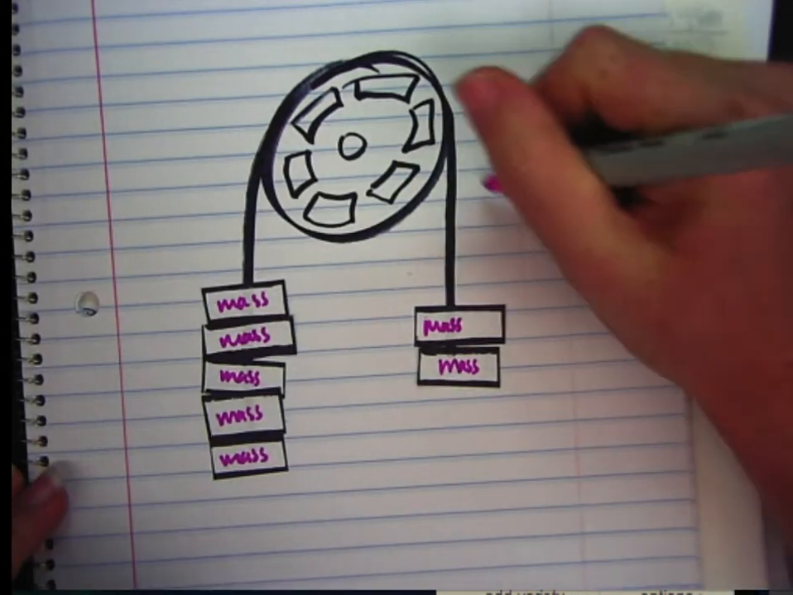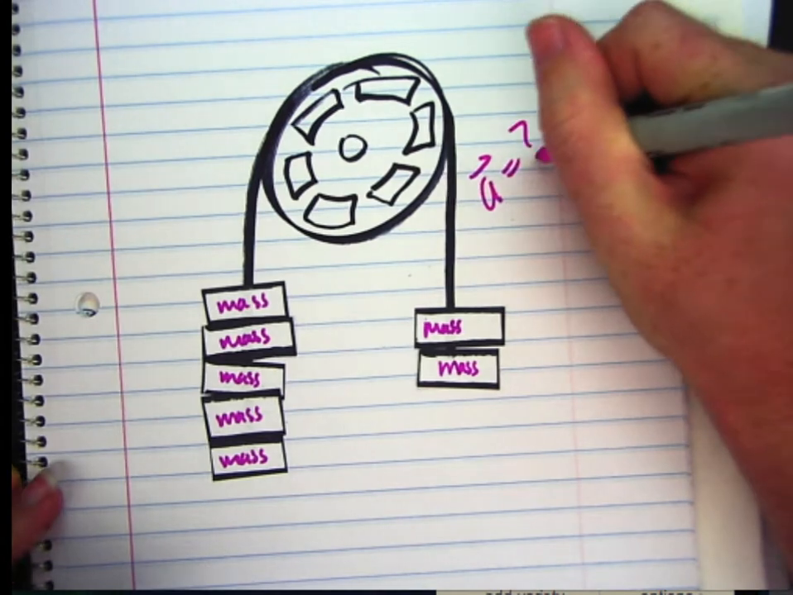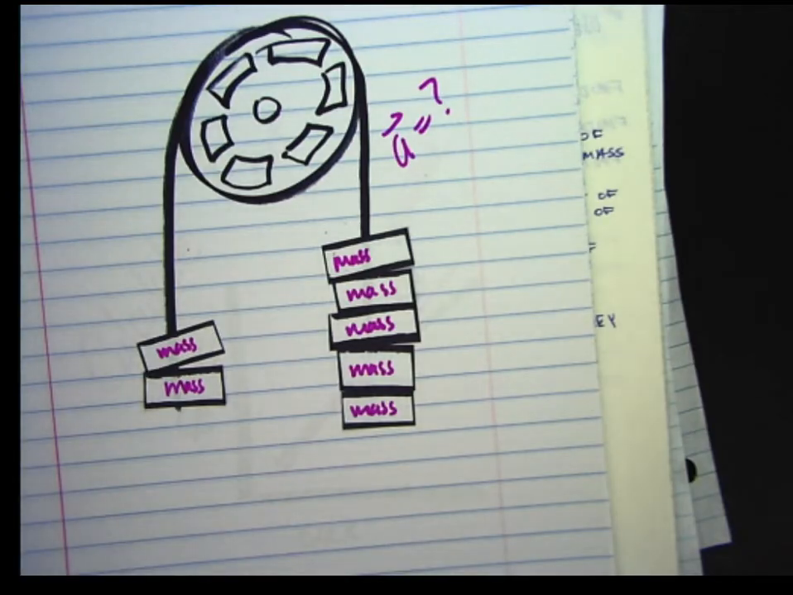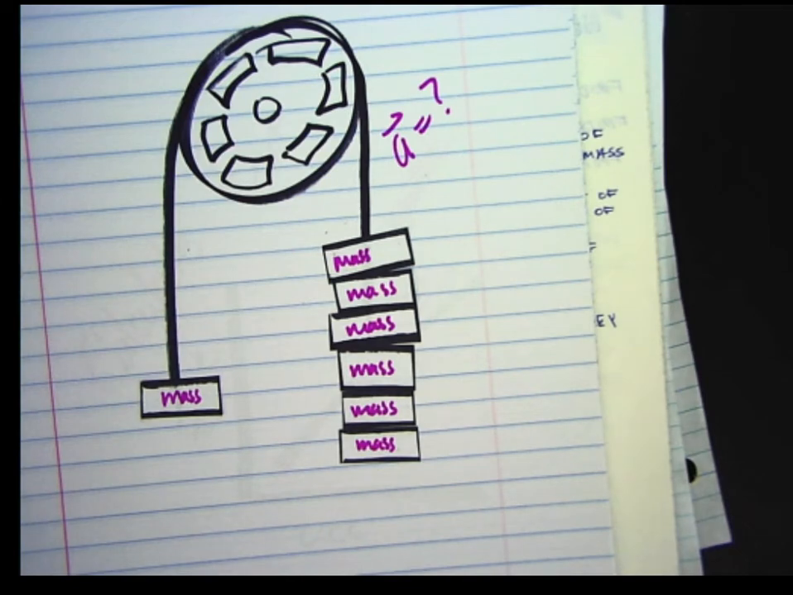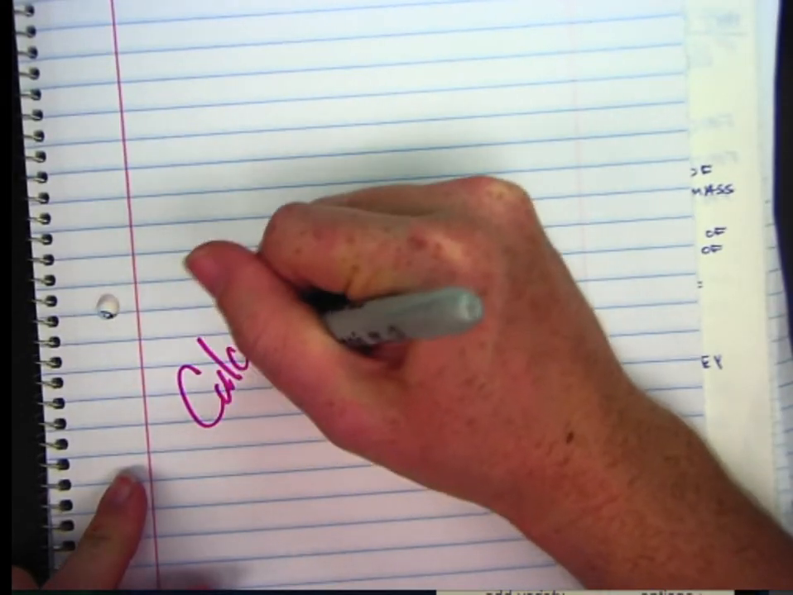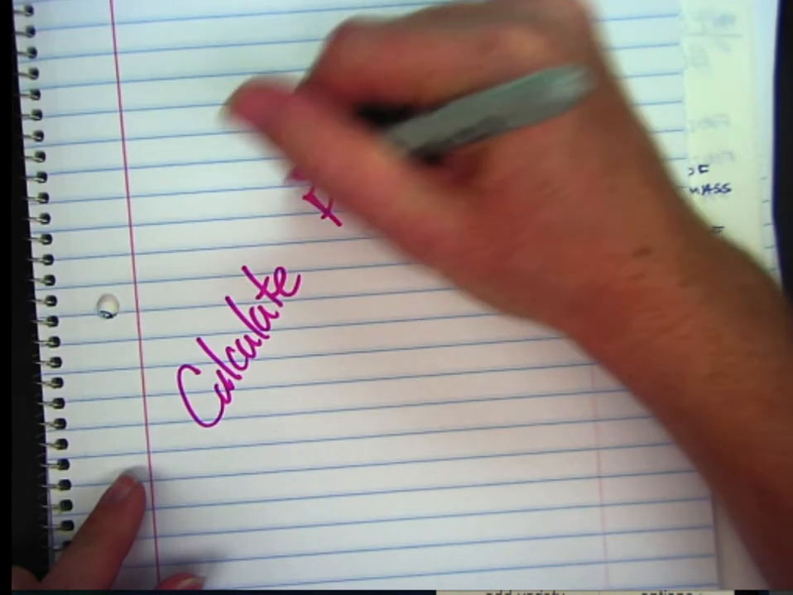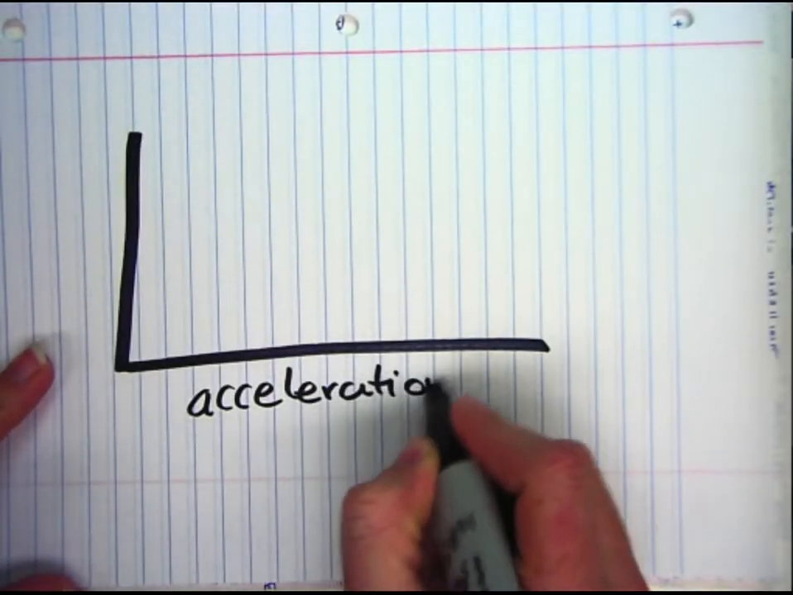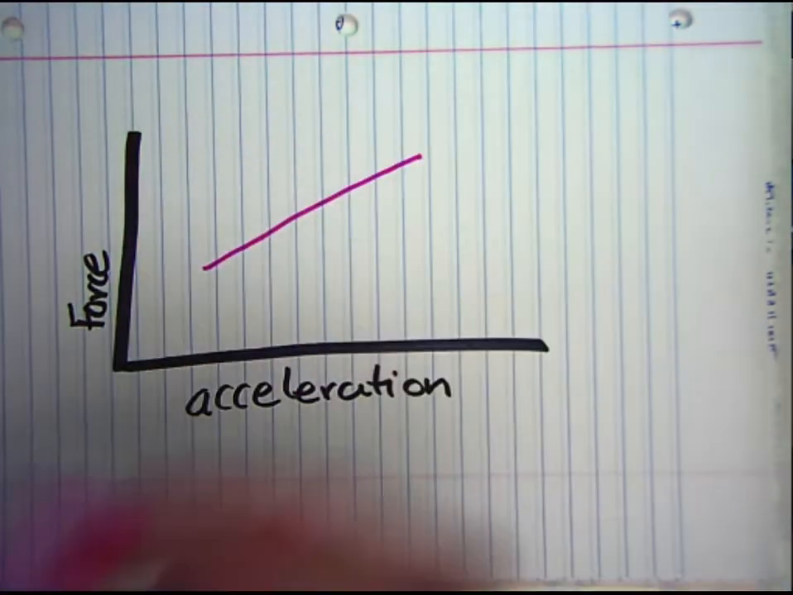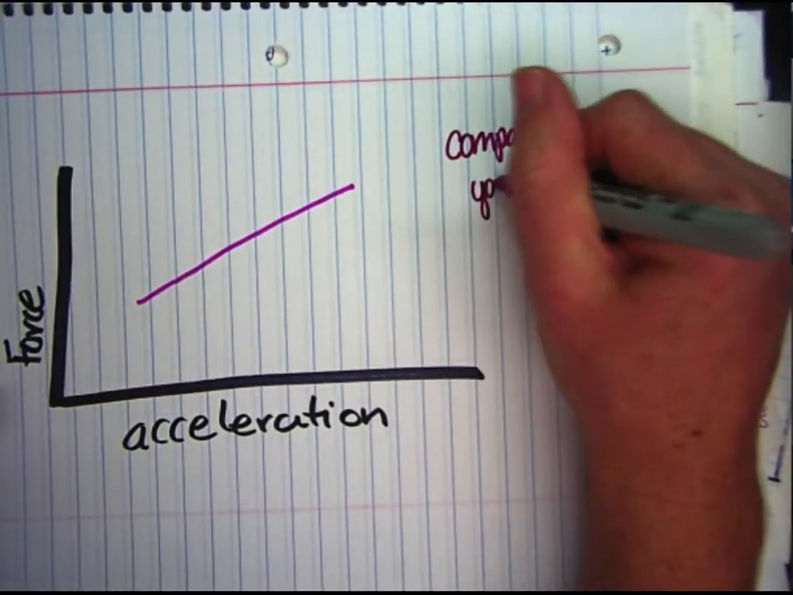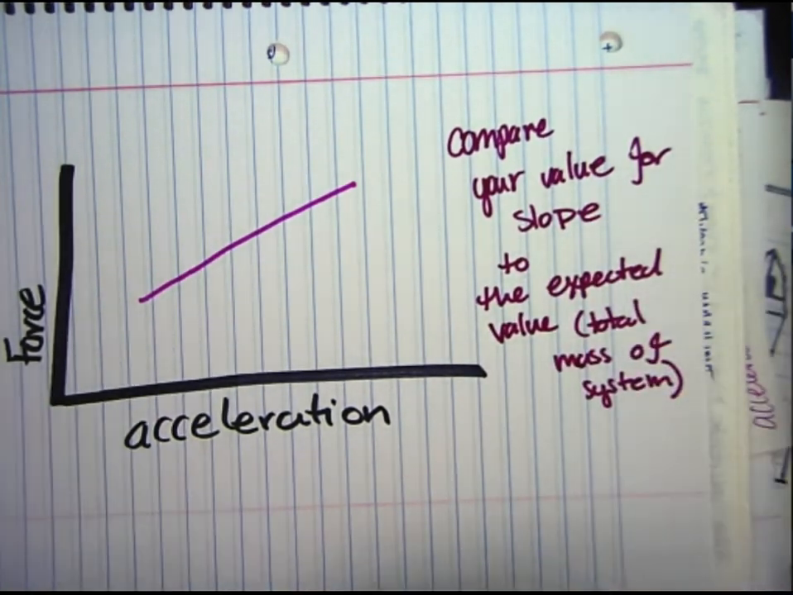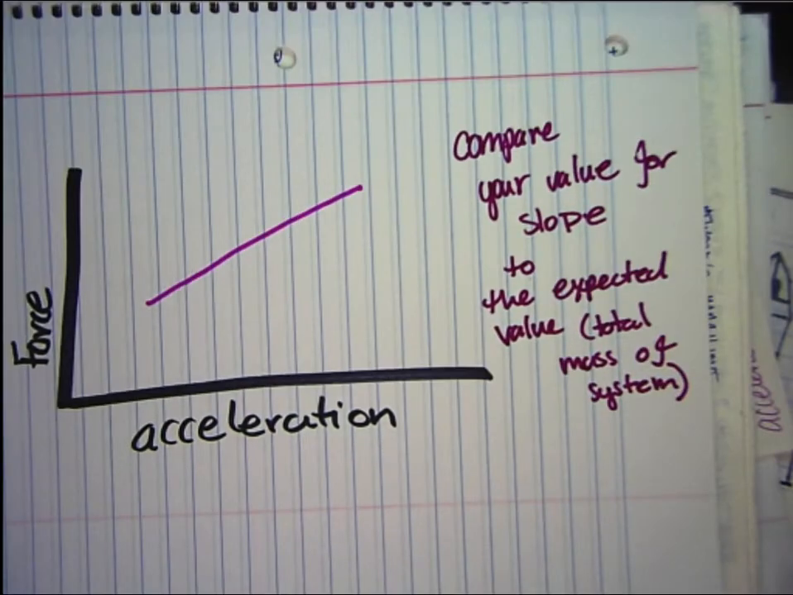So in this week's lab, you're going to use the Atwood machine to measure the acceleration of the masses as they move from one side of the machine to the other. Then you're going to calculate the external force for each run. It's not that bad. Then, by graphing your measured acceleration and your calculated force, you'll be able to compare that slope to the expected slope of the total masses of your system. That's it.